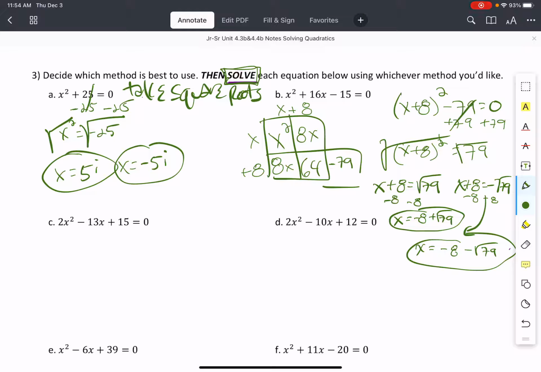I wrote it there on the board, but you should also have your green papers out too. What's the A for my quad formula? 2. Good. B? There we go. And C is 15. Good. Okay, take a second and try your setup.